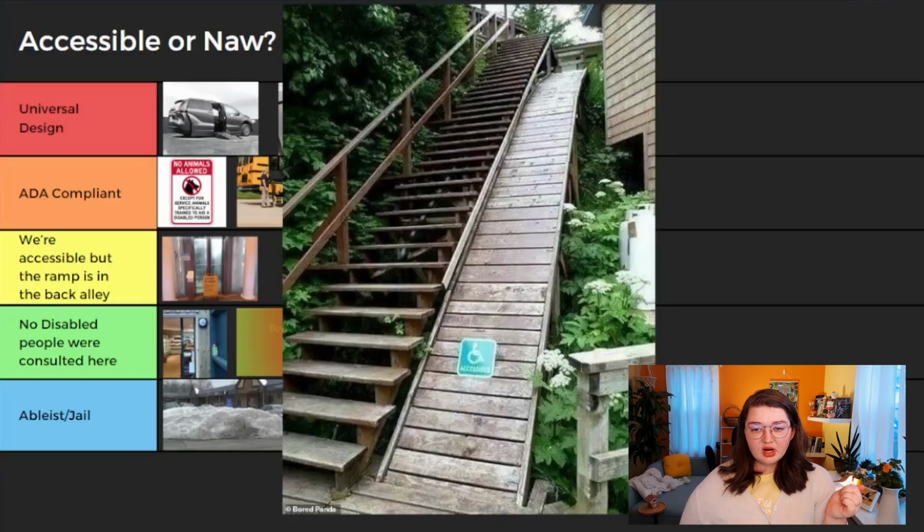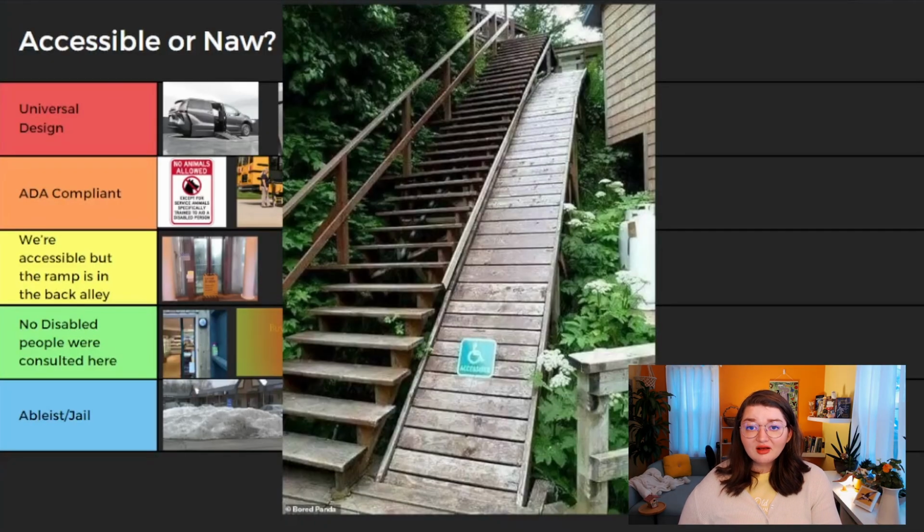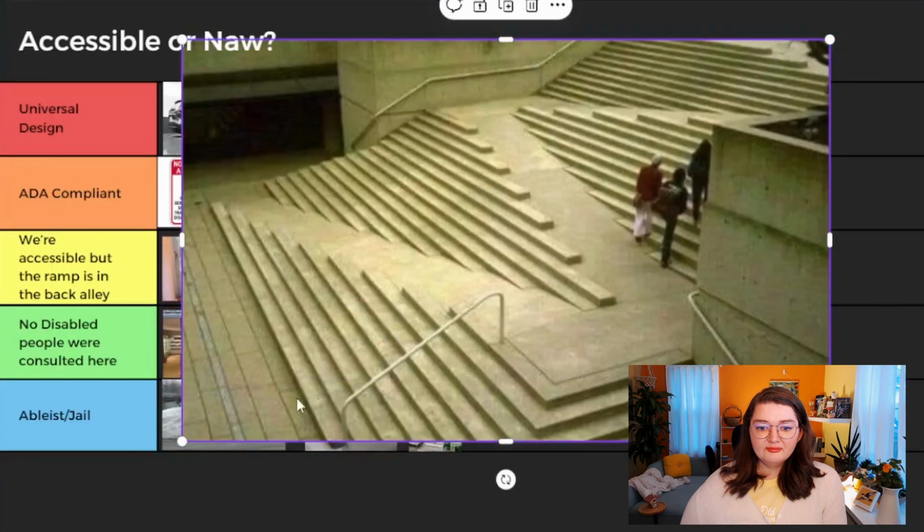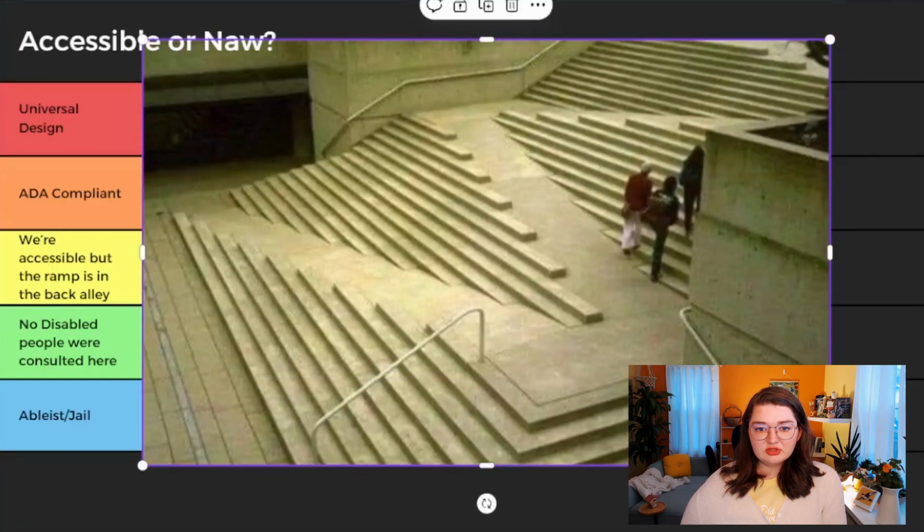I've seen this picture before. It's jail, obviously. Ableist jail. Do I need to explain? I don't think so. I wouldn't sled down that slope, let alone push or drive a wheelchair up or down it. Also, I love that it has the little accessible sign on it. So it's like, just in case you didn't know what this is, it's supposed to be a ramp. God. Jail.